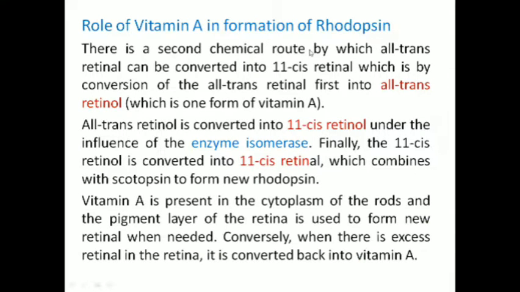Role of vitamin A in formation of rhodopsin, I have told you. There is a second chemical route by which all-trans retinal can be converted into 11-cis retinal, which is by conversion of the all-trans retinal first into all-trans retinol, which is one form of vitamin A. And this all-trans retinol is converted into 11-cis retinol under the influence of the enzyme isomerase. Finally, the 11-cis retinol is converted to 11-cis retinal, which combines with scotopsin to form new rhodopsin.